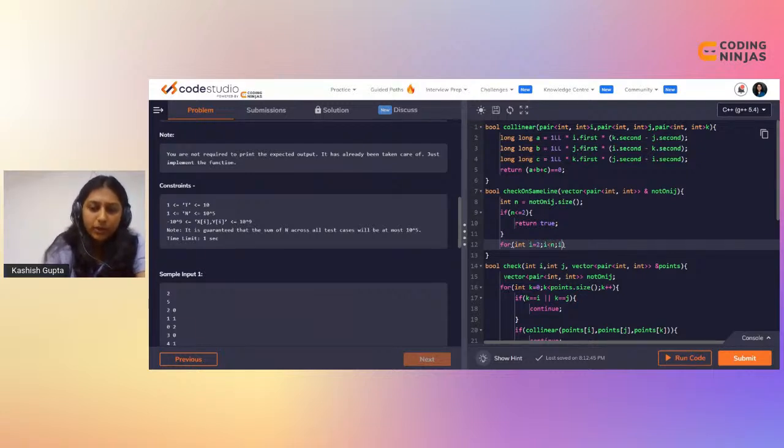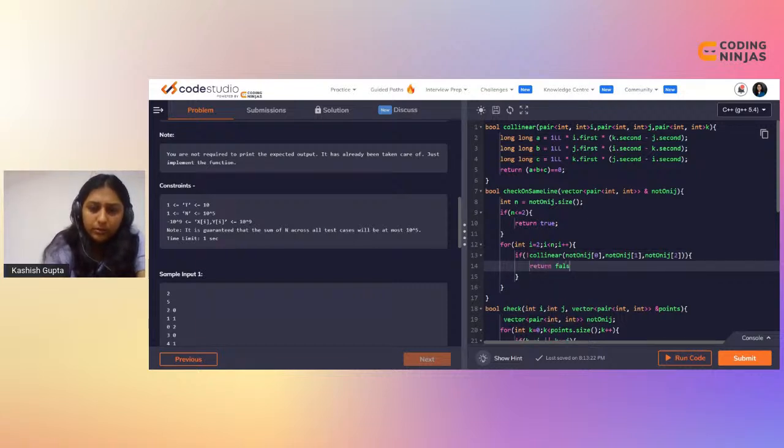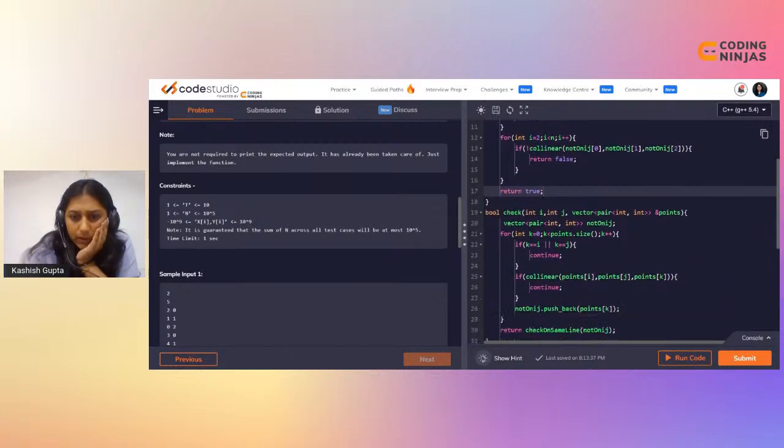i is less than n because we have to check all the points. i plus plus, if collinear. What should collinear be? Points at i, j: not on ij 0, not on ij 1, not on ij 2. If this is true then you can continue, otherwise return false. So we note it directly: if they are not collinear then return false, and if you don't return false in between, then return true. I think this basically sums it up.